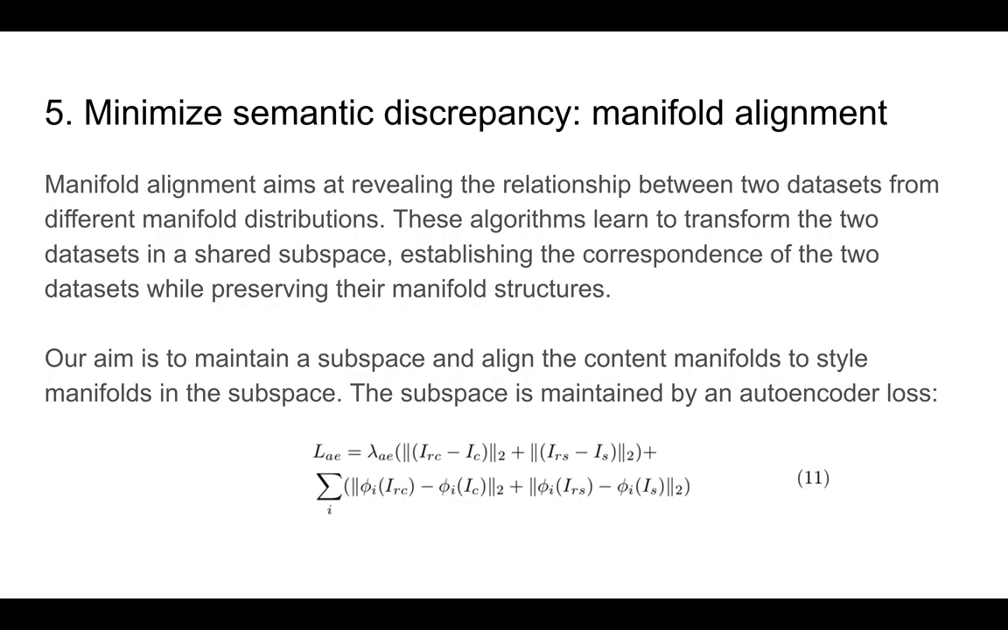Manifold alignment aims at revealing the relationship between two datasets from different manifold distributions. These algorithms learn to transform the two datasets into a shared subspace, establishing the correspondence of the two datasets while preserving their manifold structures. Our aim is to maintain a subspace and align the content manifolds to style manifolds in the subspace. So we want to align the distributions of the content and style features. The subspace is maintained by autoencoder loss.